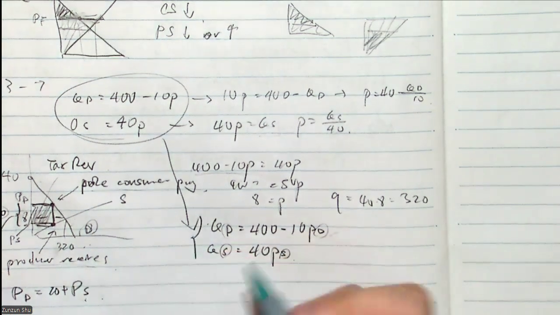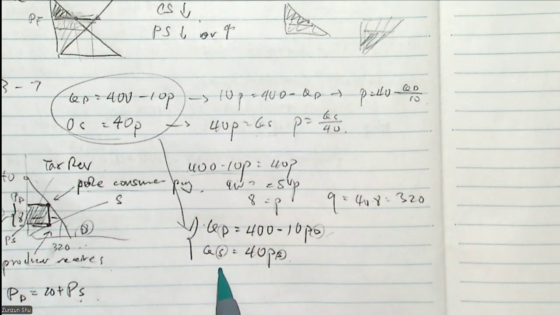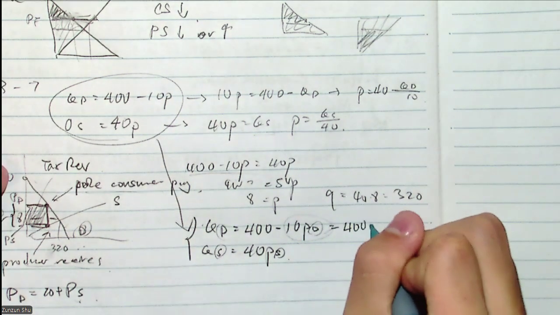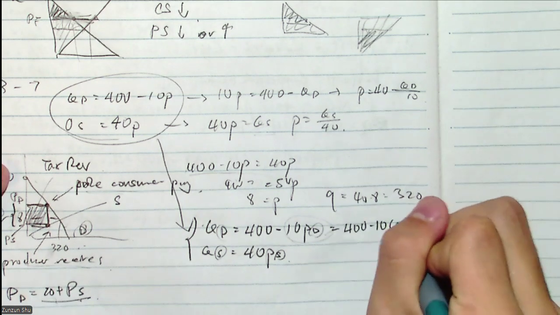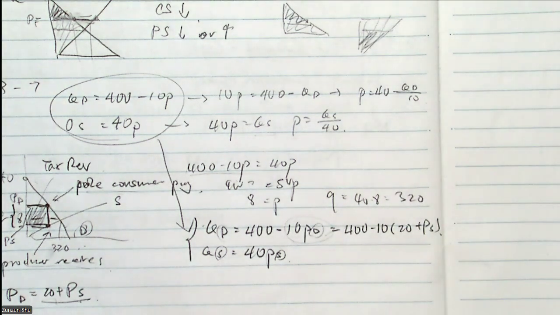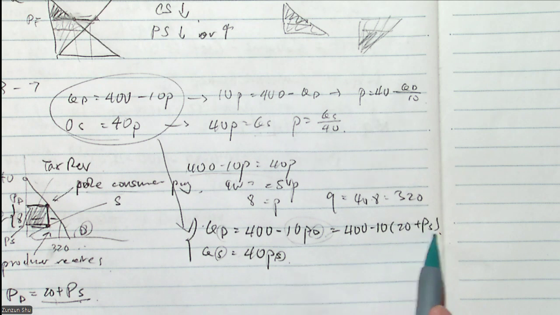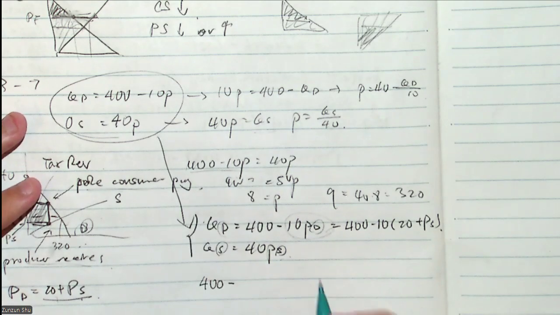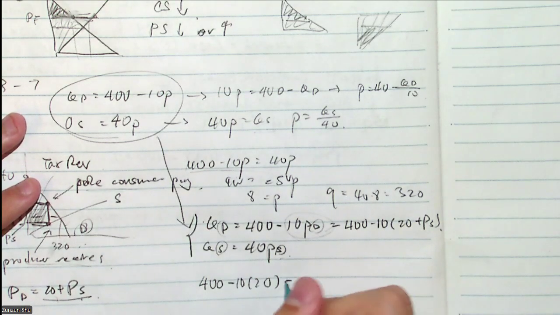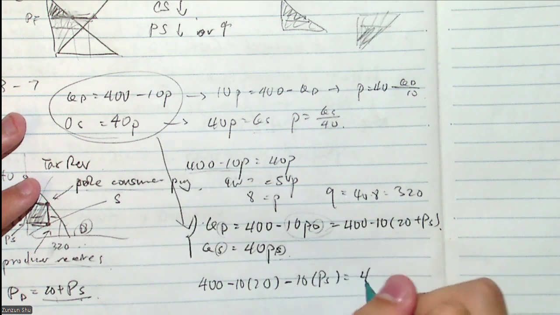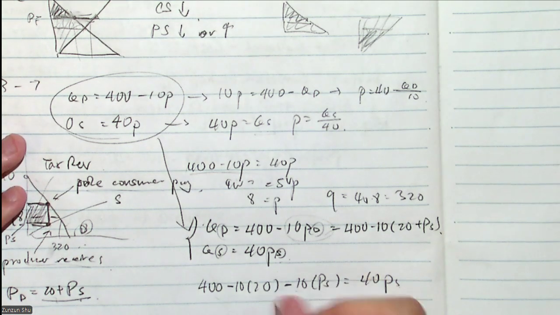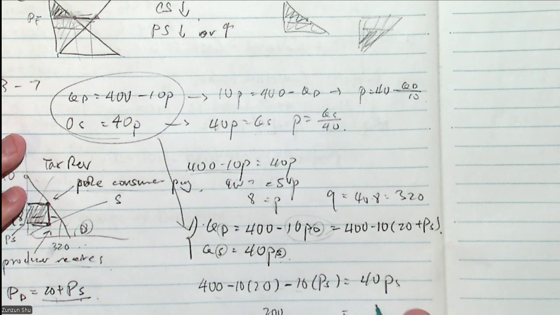Now that we have this equation, we have QD and QS. Instead of writing this as 10 PD, how about we write it as 400 minus 10 times (20 plus PS), or PS plus 20. Okay, so we write it like that. And we can then combine them together because you see PS to PS, they're going to be the corresponding value. So 400 minus 10 times 20 minus 10 PS equals 40 PS. Interesting. So 400 minus 200, 200 minus 10 PS equals 40 PS.